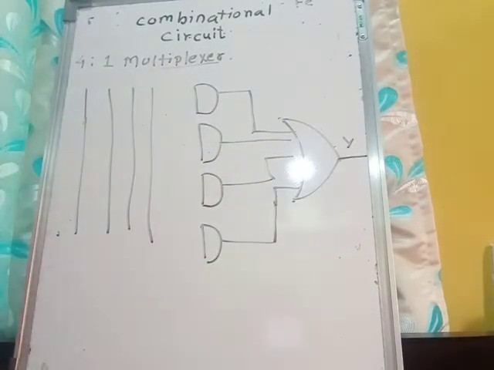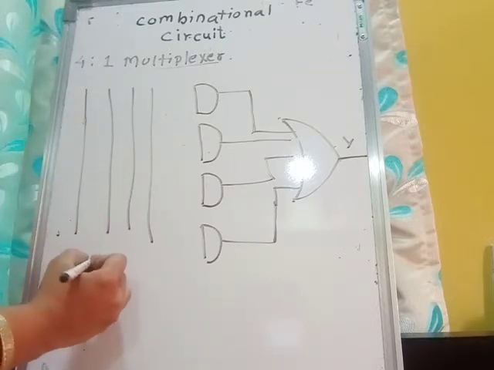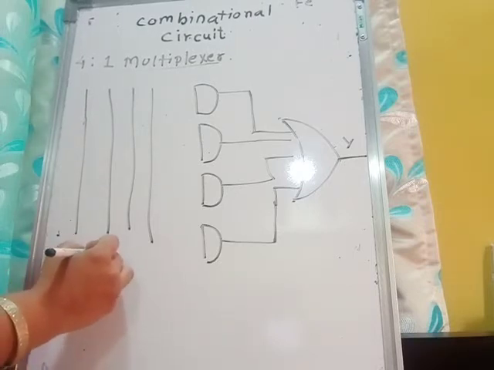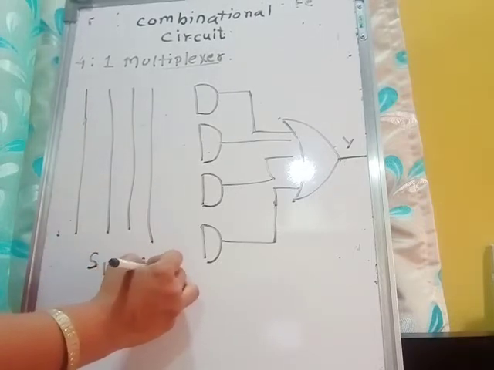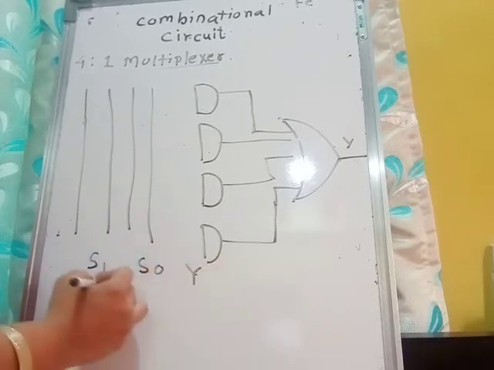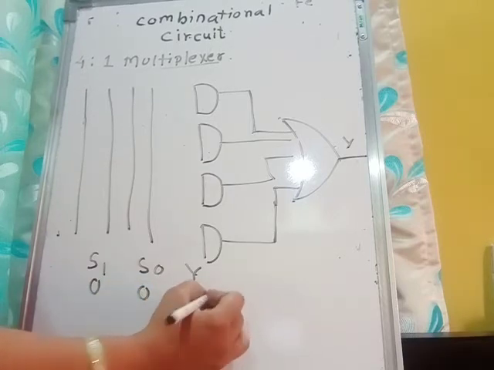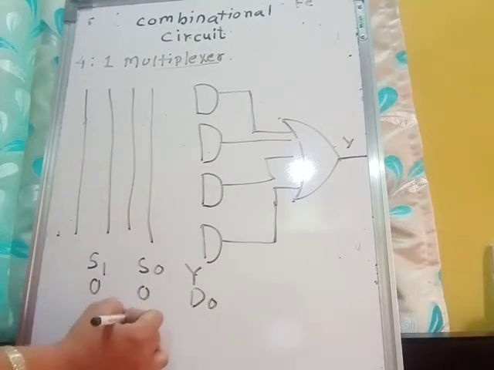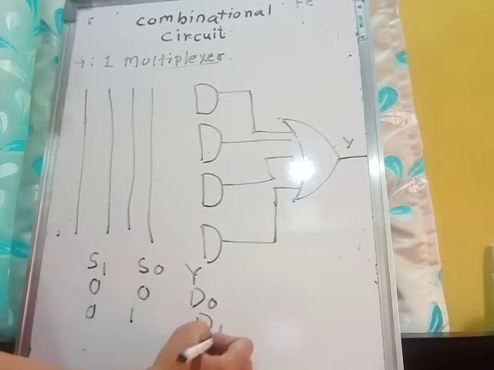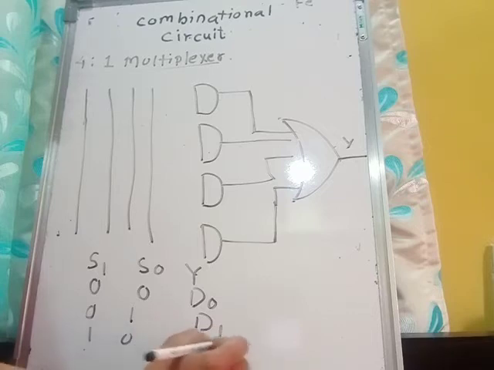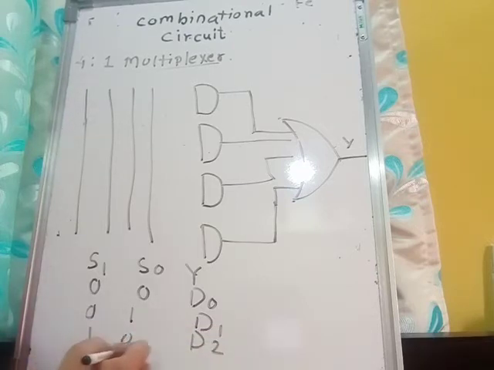Here we have 4 different conditions, which are the combinations of S1 and S0, and this is your Y. When we have 0, 0, the D0 line will be activated. When 0, 1 is there, the D1 line will be activated. When you have 1, 0, the D2 line will be activated. And when you have 1, 1, your D3 line will be activated.